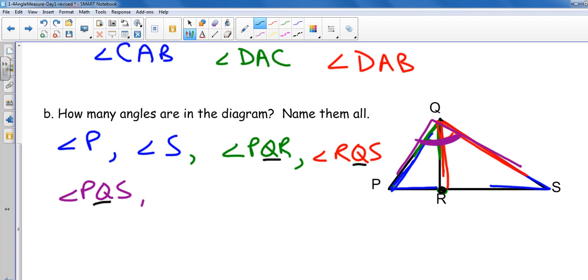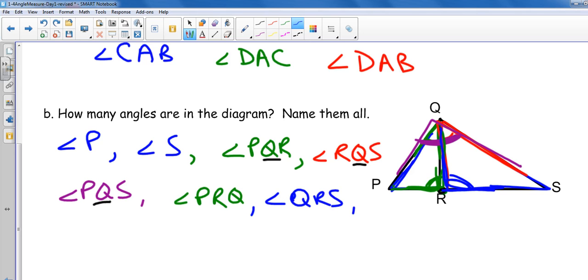Points P and S both have one angle. But let's go down to vertex R. And again, we should see three angles right there. Look closely, three angles. I've got the one on the left-hand side, angle PRQ. On the right-hand side, I've got angle QRS. And there's one more. We've got 7 so far. We've got one more. You might have missed this one.